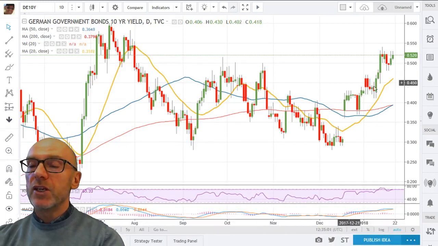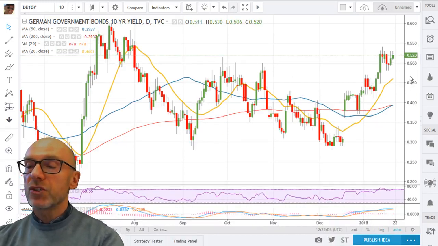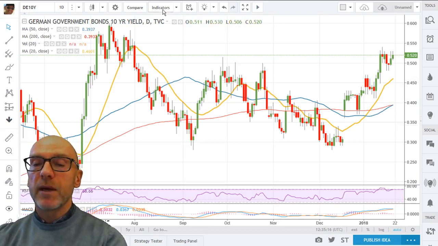Same in Europe. This is the German 10-year yield, 0.52. Golden crosses on the 20 crossing the 200, and now on the 50 crossing the 200. Positive momentum from the RSI and the MACD.